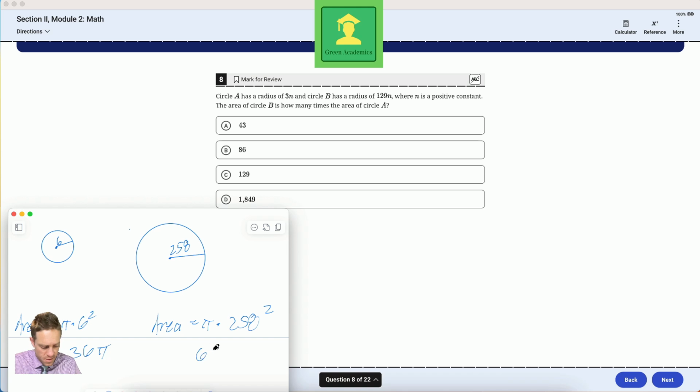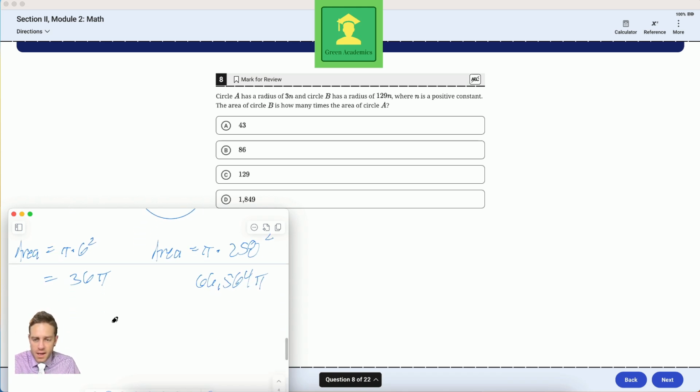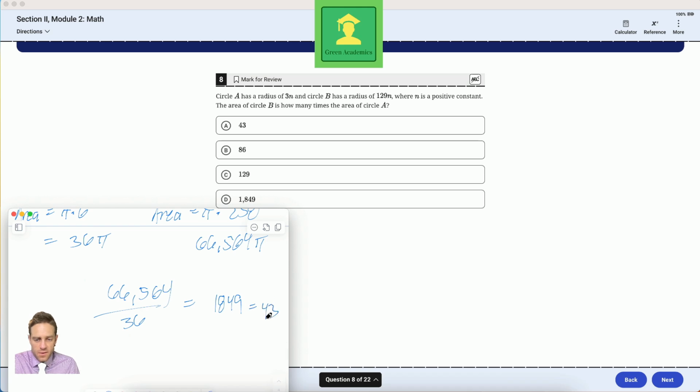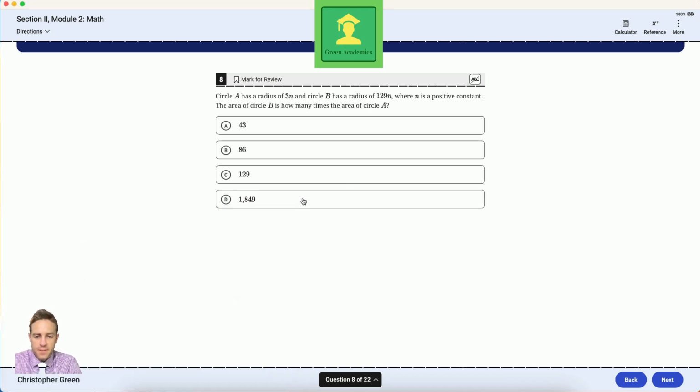This would be 66,564 pi. And then when you divide the large one by the small one, of course the pi's cancel out. You're left with 1,849. Of course, that's the same as simply 43 squared.